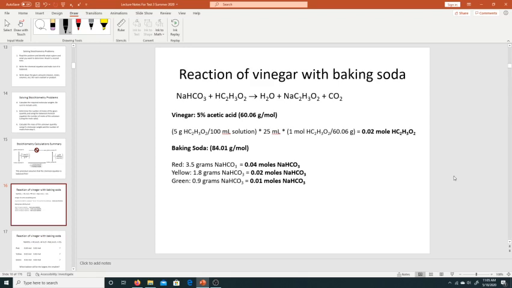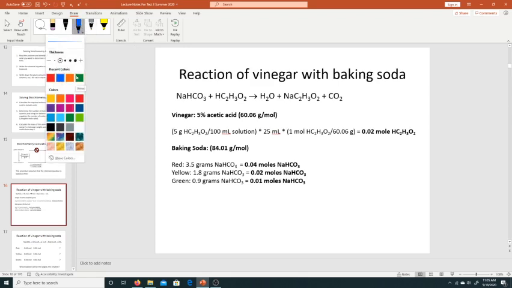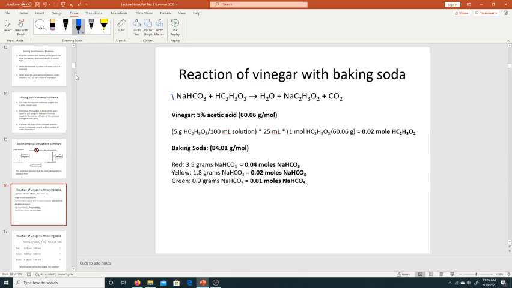Now, something you want to point out about this reaction: the coefficients in this case are all ones. So it's not written, but it's implied that we have 1 mole of sodium bicarbonate reacting with 1 mole of acetic acid that makes 1 mole of water, 1 mole of sodium acetate, and 1 mole of carbon dioxide gas.